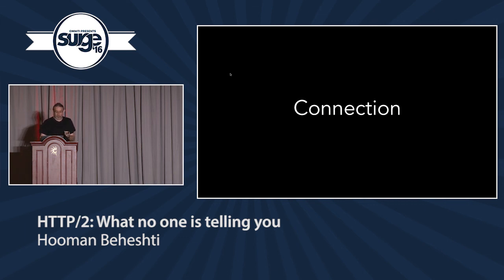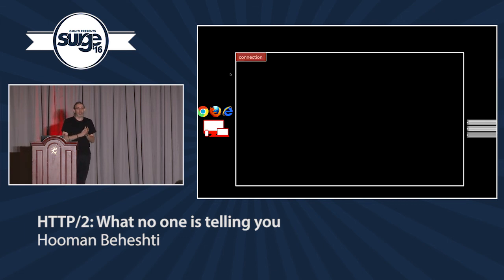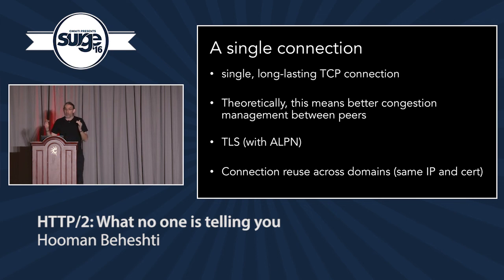HTTP2 runs over a single connection. It kind of looks like this. The client starts a TCP connection to the server. Everything for an HTTP2 connection and all HTTP2 communication between a client and a server will happen over one single long-lasting TCP connection. The idea here is that this will give you better congestion management because you don't have multiple TCP connections vying for the same network resources.